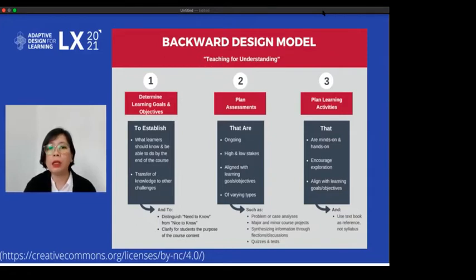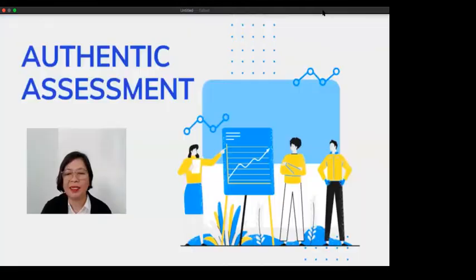Student learning and understanding can be gauged more accurately through a backward design approach, since it leverages what students will need to know and understand during the design process in order to progress. Now, what is authentic assessment?